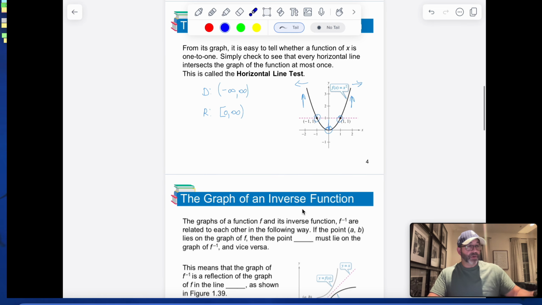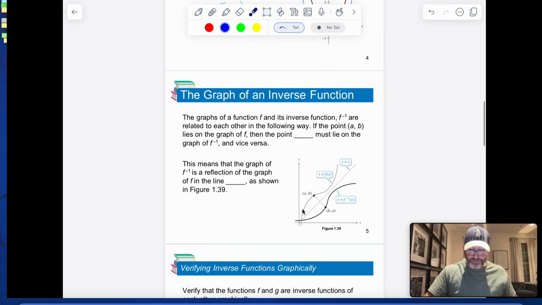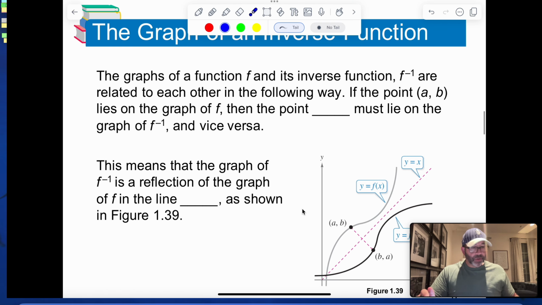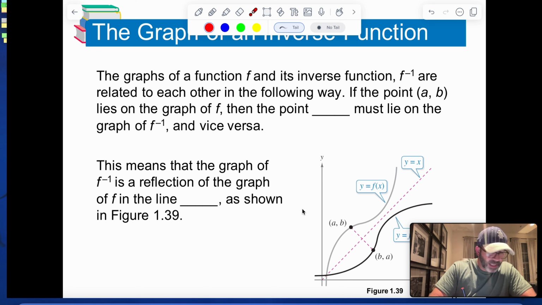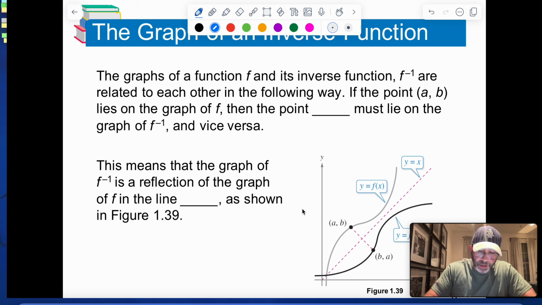All right, let's go ahead and take a look at the graph of an inverse function, okay? So the graph of a function and its inverse, f of negative 1, so f of negative 1 from here on out we'll call inverse of function, are related to each other in the following way. If you're given points A and B and they lie on the graph of f, then the point B A must also lie on the graph of the inverse and vice versa.